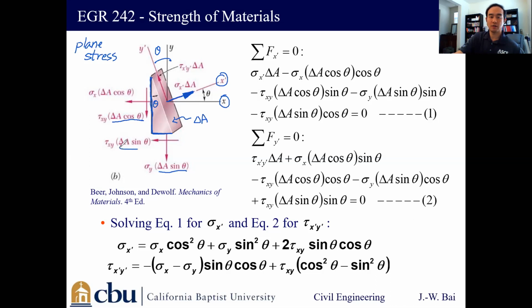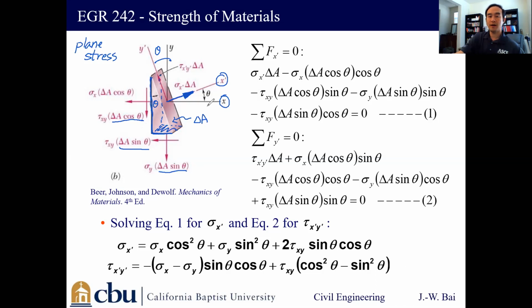I said the area is going to be delta A times sine theta for both components, because those are the stresses on this bottom surface, right? So on this bottom, the corresponding stresses are tau xy and sigma y, based on the naming rule. When you combine those two together, the shear force is tau xy times delta A times sine theta. This is the normal force, sigma y times delta A times sine theta. And do the same thing for these two components. It's going to be sigma x times the area, tau xy times the area.